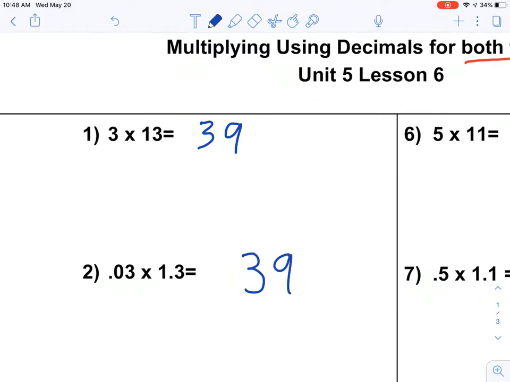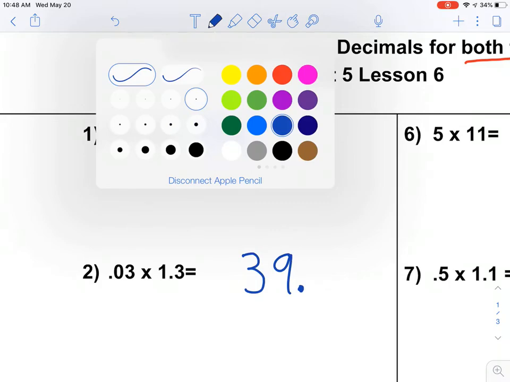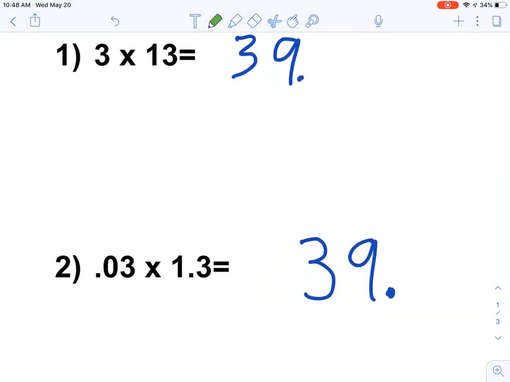Okay, 39. But now what we need to do is find the decimal changes. So even if you don't see it, all numbers have an invisible decimal. So I'm just going to go ahead and put that invisible decimal here. That way we know what direction we need to move it. Okay, so as we can see, for the 0.03, the decimal starts here, but it has moved 2 total places, okay? And for the 1.3, it has moved just 1 place altogether. So we have different decimal changes. Each factor has its own decimal change.